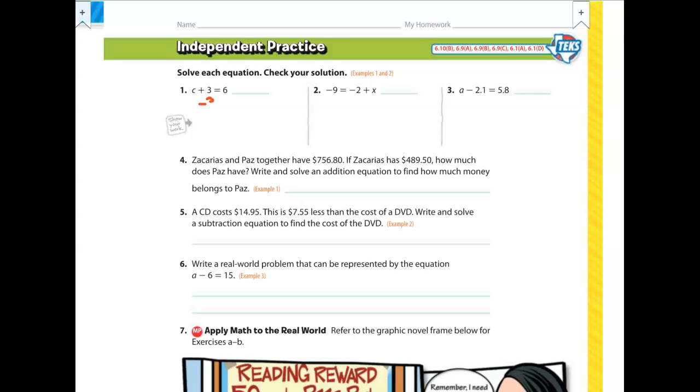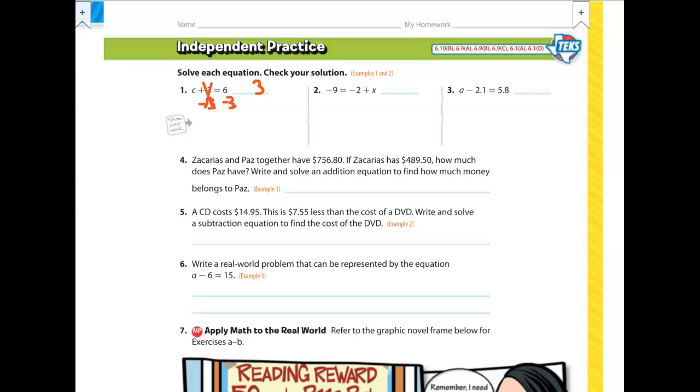Very good. We're going to subtract 3. Plus 3 minus 3 creates a zero pair. And so since we have c isolated, we have to do the same thing on the other side. And if we have a positive 6 and a negative 3, that's the same as 6 minus 3. What's that going to be? Very good. c is going to be equal to the number 3.